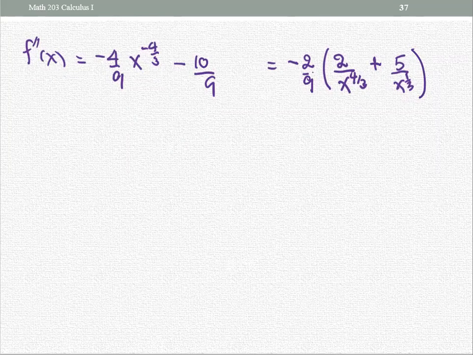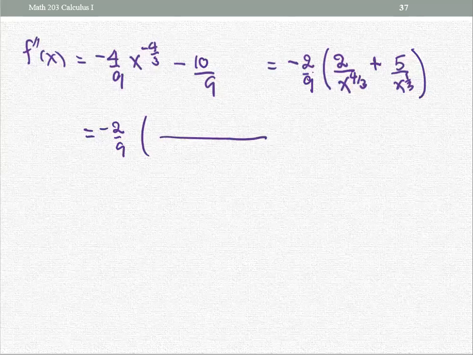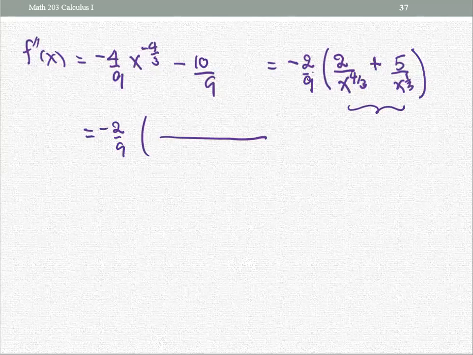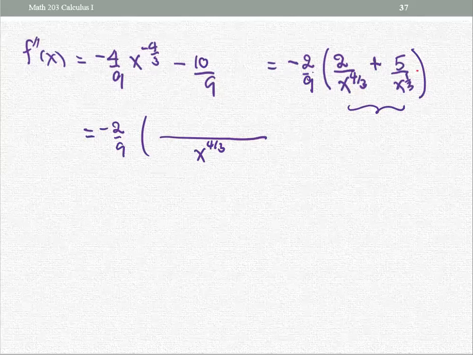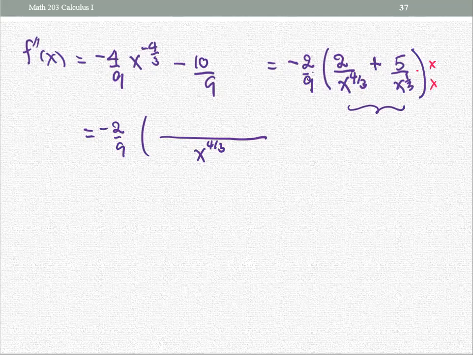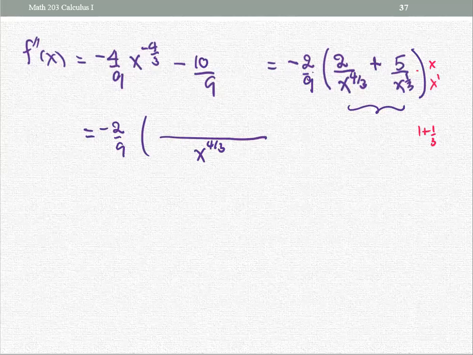All right, to manage this, we have negative 2 over 9, and then the common denominator of these two fractions is x to the power 4 over 3. That tells me I'm gonna make the second fraction have the same denominator. So I'm gonna multiply both by x, because x is x to the first power, 1 plus 1 over 3 is 4 over 3. So that will give me the same power as the first fraction. Now the numerator becomes 2 plus 5x.